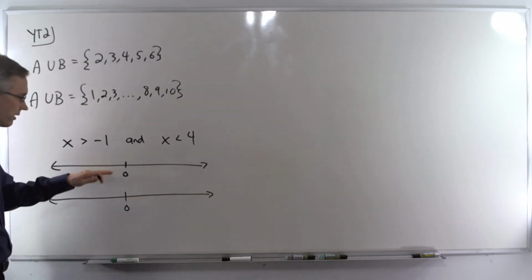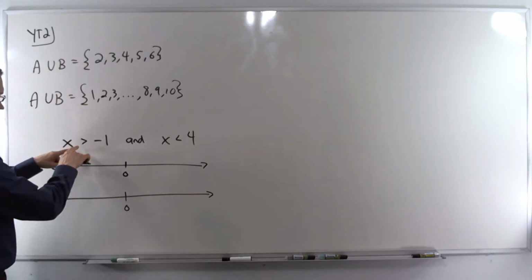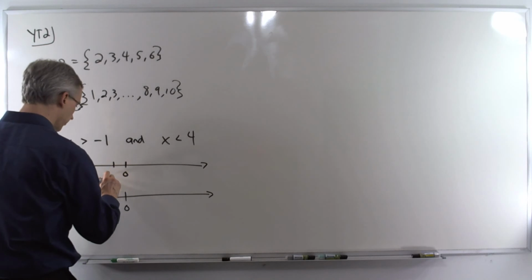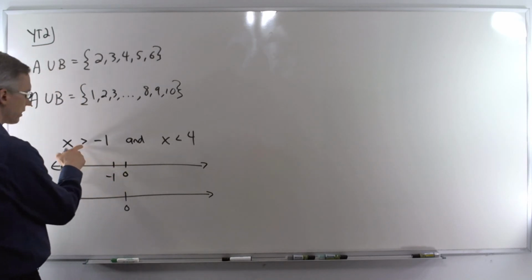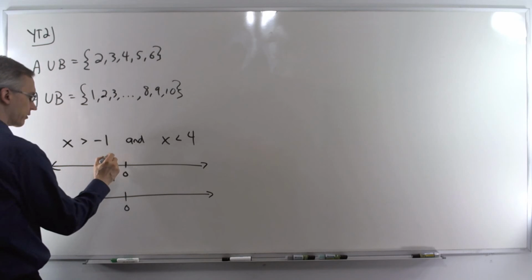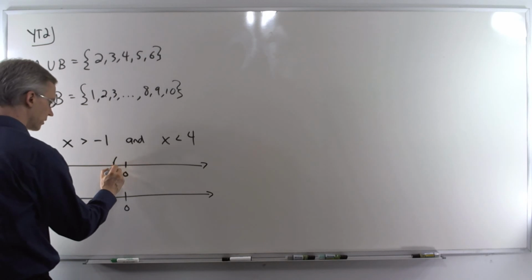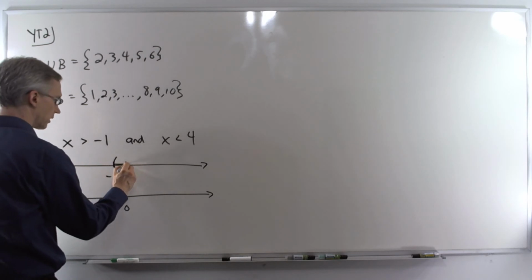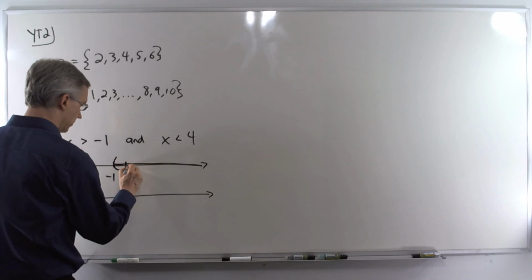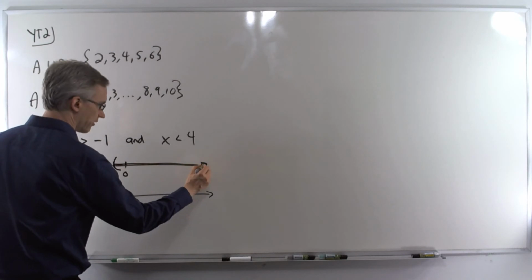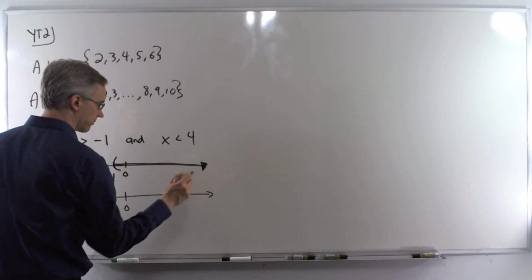All right, so there's going to be our two individual graphs. X is greater than -1, so we'll put a -1 here. And we're looking greater than. It's strictly greater than, so that is a parenthesis. And going all the way to the right, fill in the arrow to indicate it's infinite.